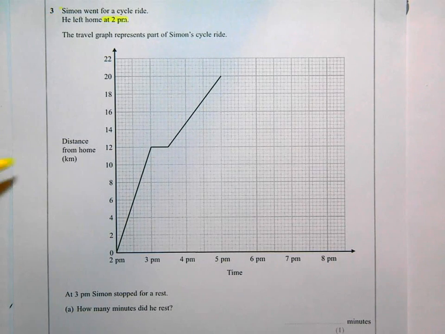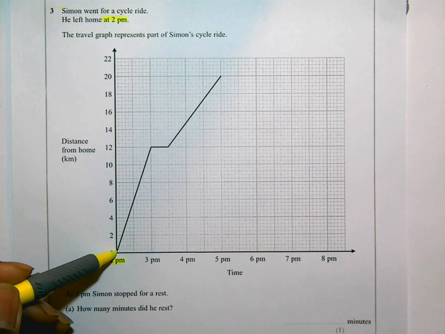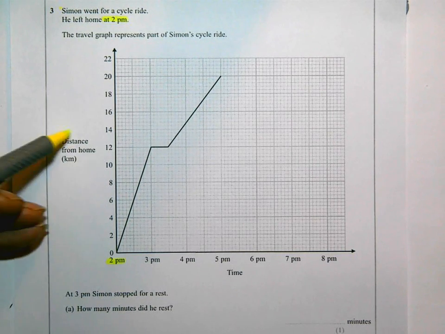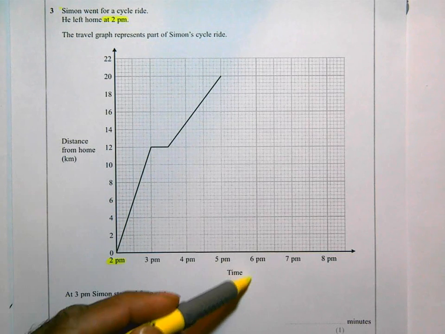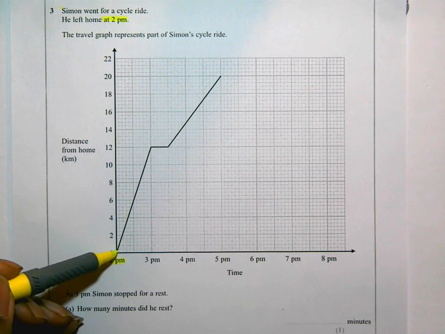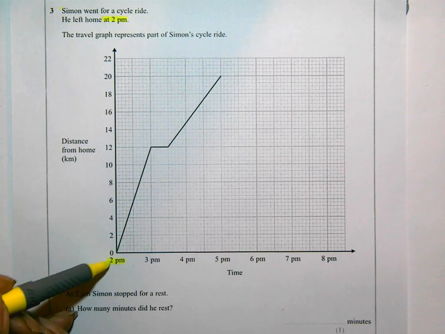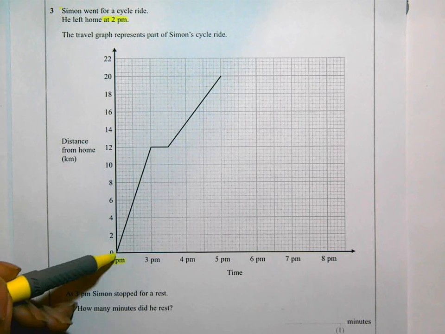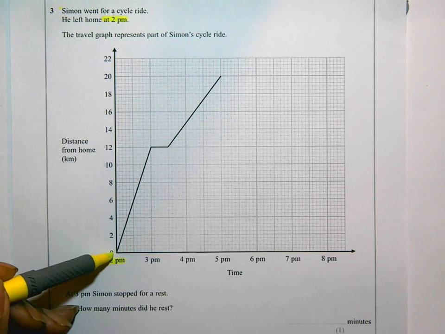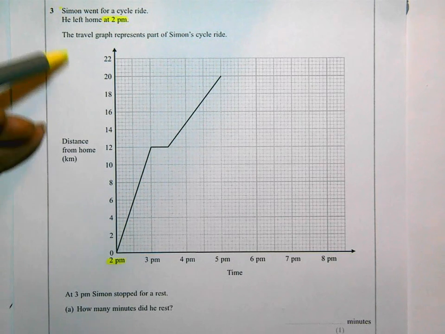Now, I can actually see that on the graph. So the graph starts at 2 p.m. This side here says the distance. This is the time since he left home, right? Well, the time at which events happen. So that's 2 p.m. That's when he left home, right? And the distance there is 0. So that's when he left home. That's how I know that point.